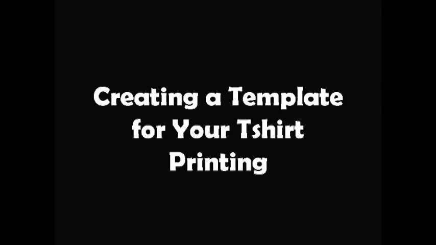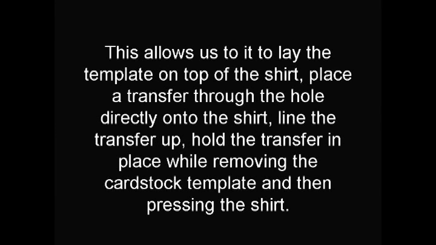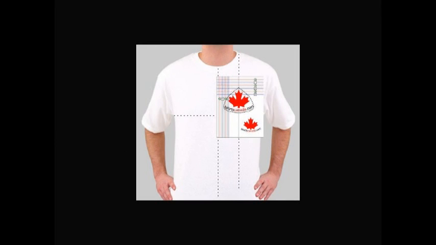Creating a template for your t-shirt printing. Once we have determined the optimal position for your logo, we simply create and print a t-shirt printing template on cardstock. We then cut out the image so that we can place the transfer into the hole. This allows us to lay the template on top of the shirt, place a transfer through the hole directly onto the shirt, line up the transfer, hold the transfer in place while removing the cardstock template, and then pressing the shirt. This way, the t-shirt printing is on straight and the shirts look consistent and great. By using the template, we achieve consistency.